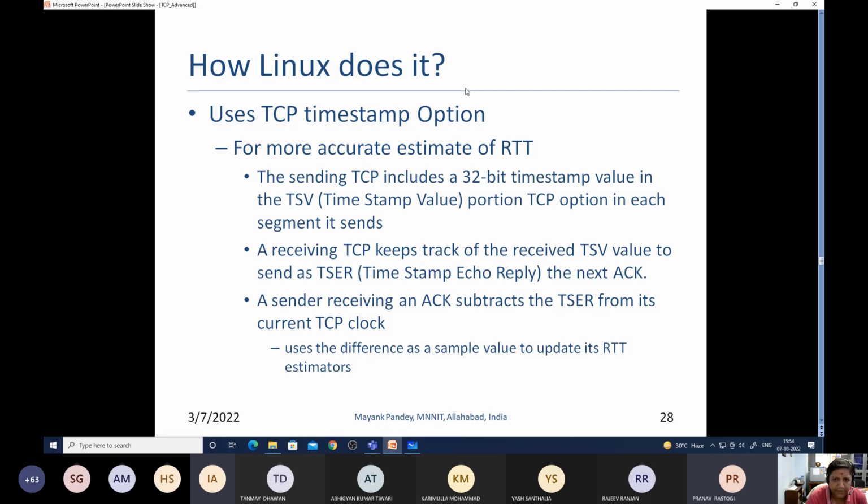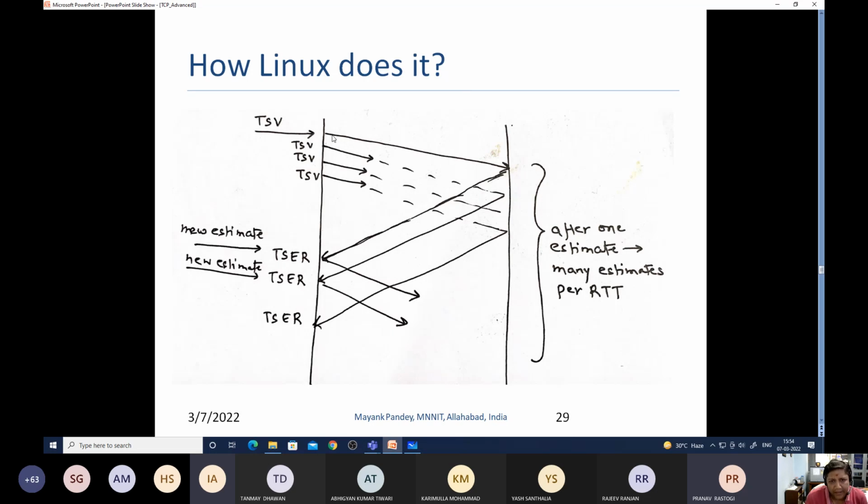Now, if you see here the difference, पहला एस्टिमेट तो एक RTT के बाद ही आएगा, सबके साथ TSV जा रहा है. But after that, जितने भी एक्नॉलेजमेंट मिलेंगे, क्योंकि सभी पैकेट के साथ टाइम स्टैम्प जा रहा है, you will get many estimates per RTT. पहला एस्टिमेट तो एक RTT के बाद मिलेगा, that's true, because the estimate will only come when this packet is acknowledged. But after that you will get many TSER values with every acknowledgement, and you keep on calculating the new estimate. This is how nowadays things are getting done.